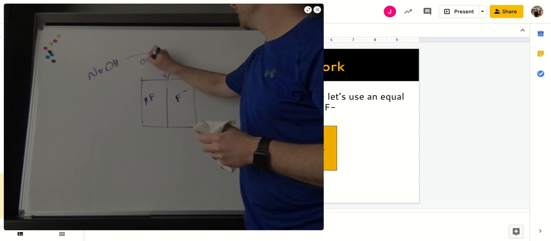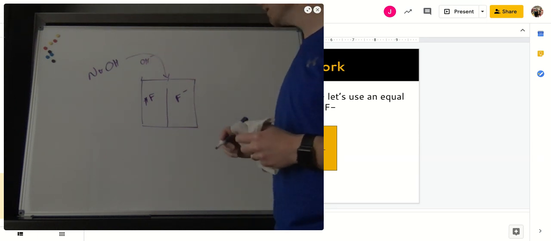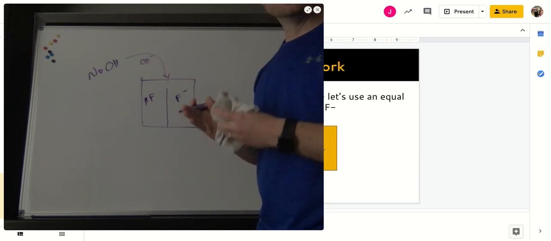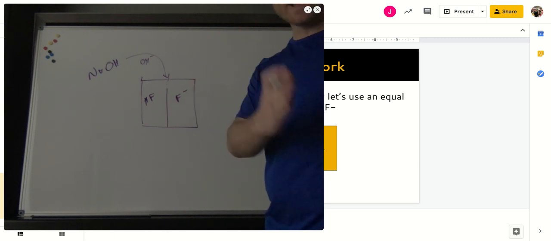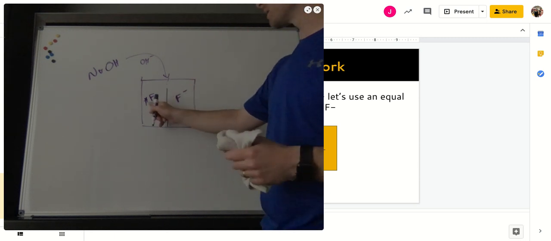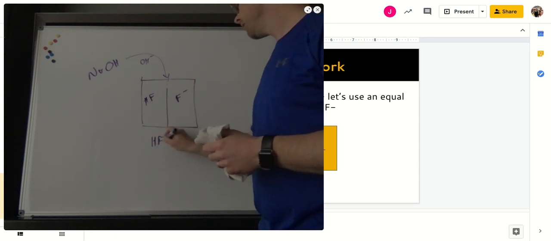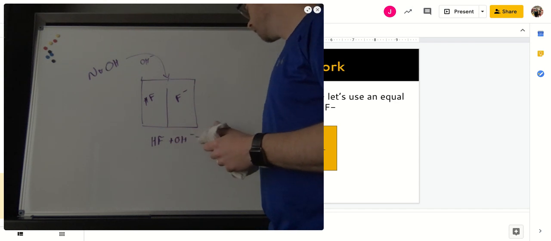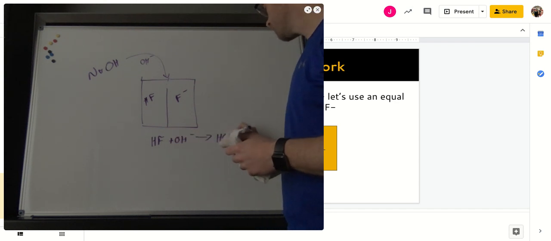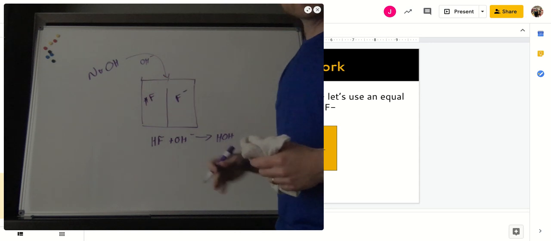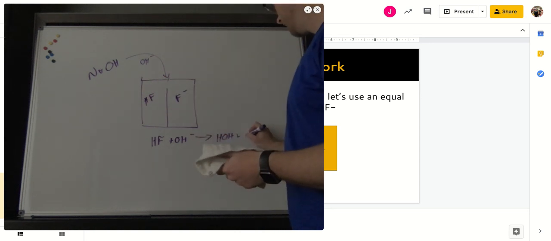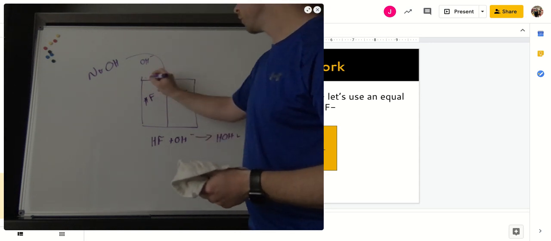Well, dumping a base in here is going to be like dumping OH minus. OH minus is going to be neutralized by the acid, in this case the HF. So HF plus OH, you'll notice that this reaction makes HOH, which makes more water. This is all swimming around in water anyway. And it makes more F minus. So this would just produce the exact opposite.